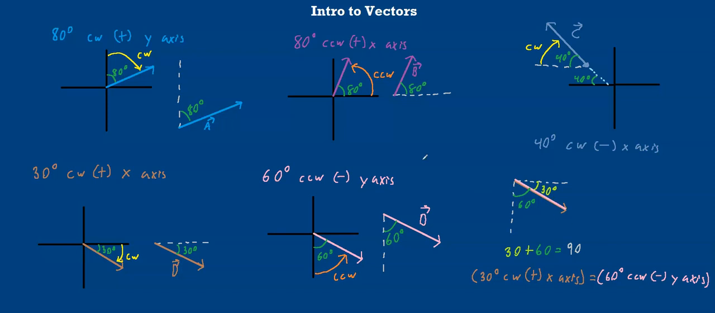And this is true for all vectors. Every vector has two versions of an answer for its direction. We can say that it's going 80 degrees clockwise off the positive y-axis, or we could say it's going 10 degrees counterclockwise off the positive x-axis. And we could say that this one is 40 degrees clockwise off the negative x-axis, or we could say that it's 50 degrees counterclockwise off the positive y-axis. And so hopefully this made it a little bit more clear what we mean when we say clockwise and counterclockwise off the positive or negative x or y axis.